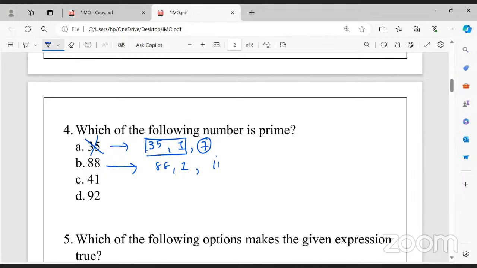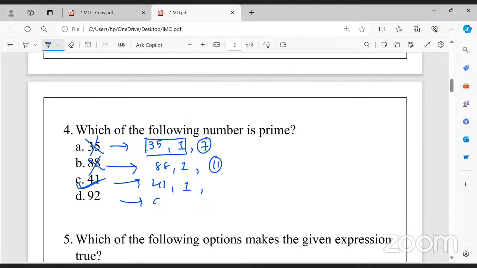It comes in the 11 table. So this is again extra. This is not a prime number. 41 will come in 41 and 1. Does it come in any other table? Any other multiplication table? No. So this is a prime number.